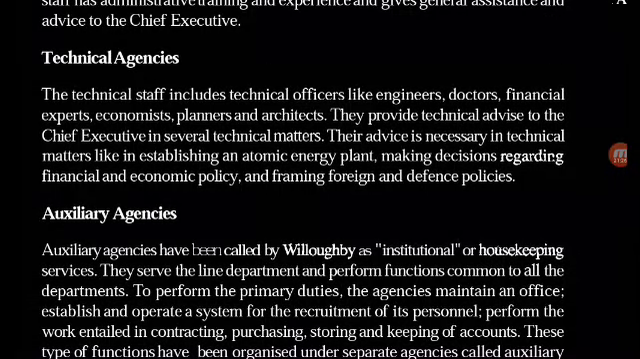Technical agencies. The technical staffs include technical officers like engineers, doctors, financial experts, economists, planners, and architects. They provide technical advice to the chief executive in several technical matters. Their advice is necessary in technical matters like establishing an atomic energy plant, making decisions regarding financial and economic policy, and framing foreign and defense policies.